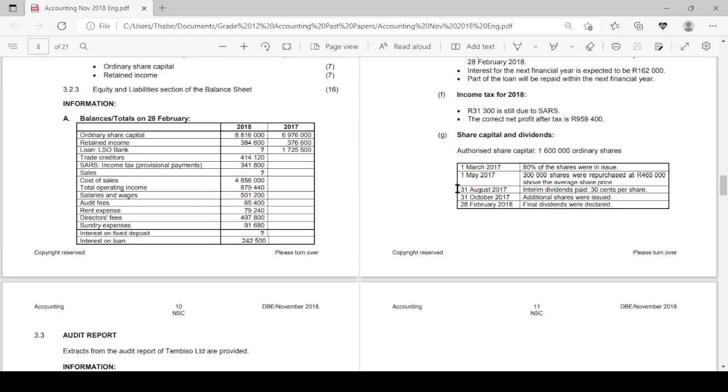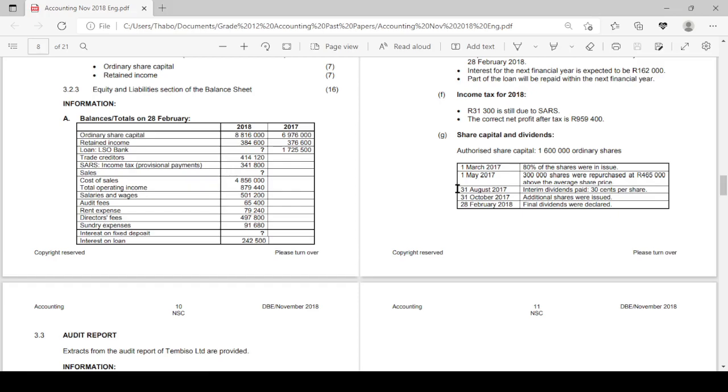So on the 31st of August 2017, interim dividends paid 30 cents per share.